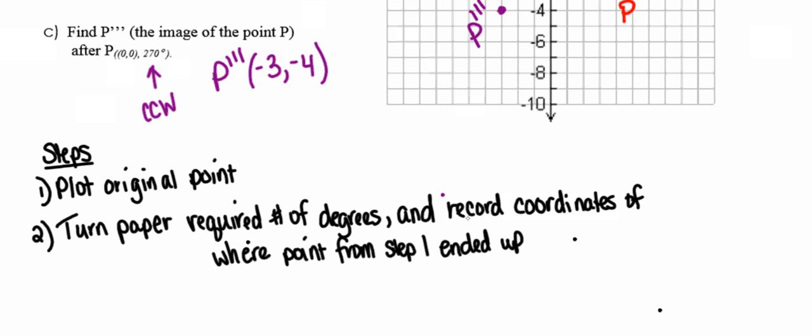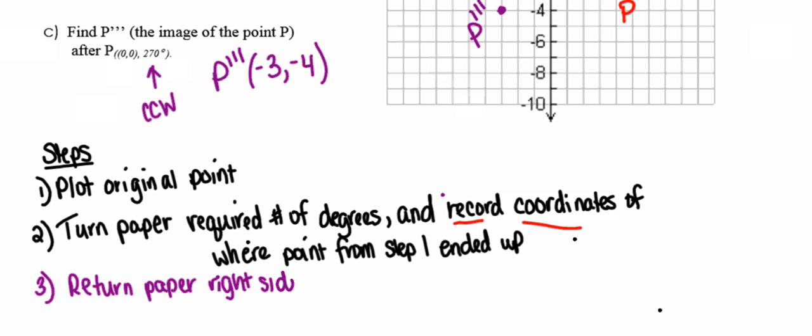And it's really important that you write down those coordinates before you flip your paper back right side up. And then lastly, return your paper to the original orientation. And plot the point from step 2.